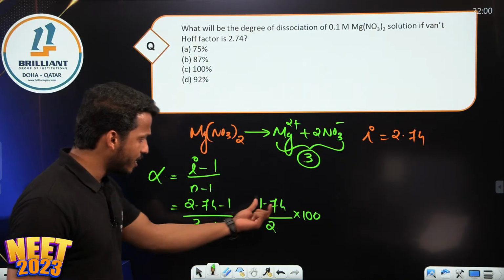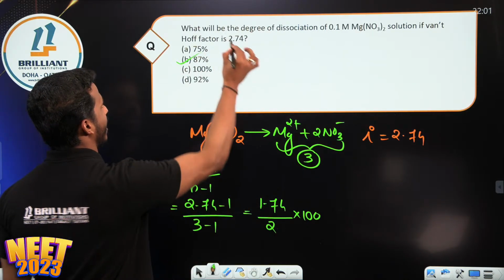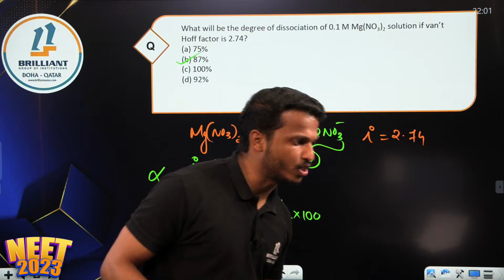What is the correct answer? See, 17 by 2 is approximately 8 something. So 8 something, what is that? 87%. That is option B.